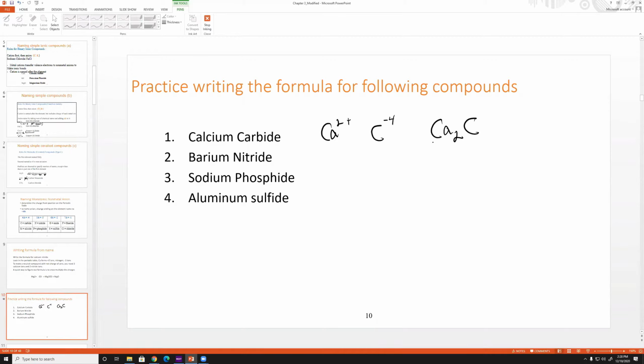Because the positive charge from calcium would be +2 times 2, pairing that up with one carbon of -4 would then make the ionic bond satisfactory. For barium, we also have a +2 charge. And for nitrogen, the nitrogen ion nitride would have a -3 charge because it's located in group 5A.